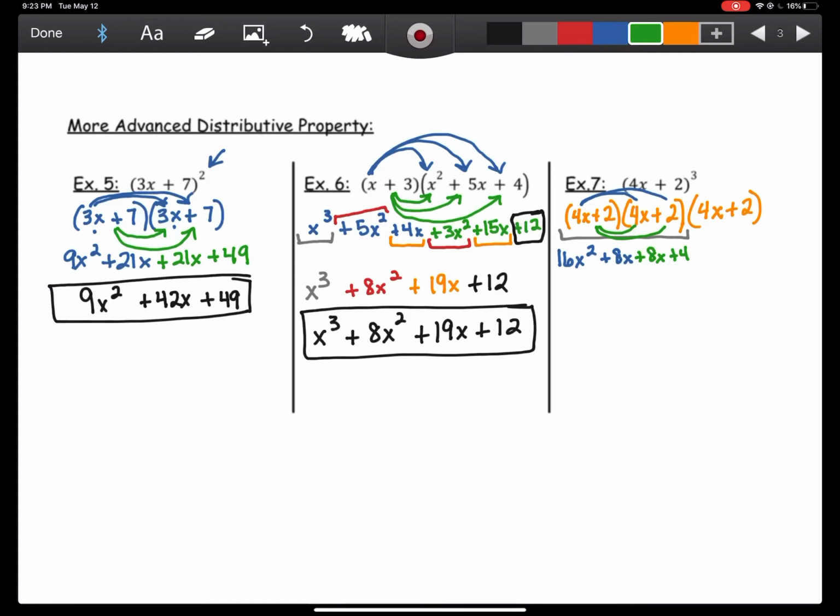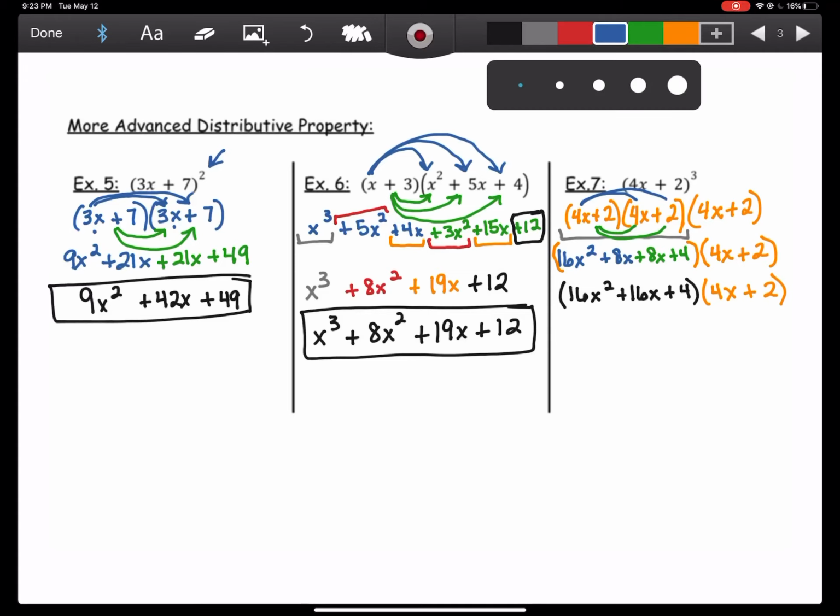Now, I'm not going to just skip over a line of work. I'm going to bring this down. This still needs to be inside parentheses. I'm going to rewrite this last set of parentheses. So don't forget about it. Don't skip over work. So now I'm ready to combine like terms. So I get 16x squared plus 16x plus 4. I need to multiply that by 4x plus 2 one more time.